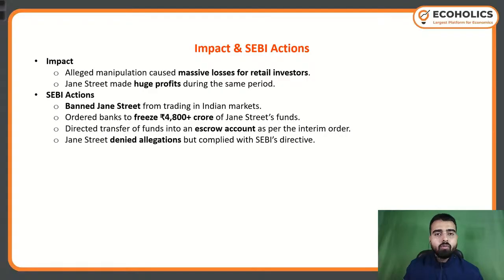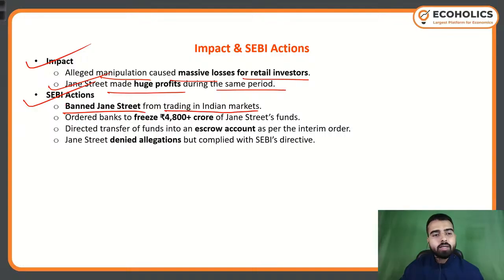Now see what SEBI did. SEBI started their probing, and their alleged manipulation caused massive losses for retail investors. Jane Street made huge profit during the same period. SEBI took action. They banned Jane Street from trading in Indian markets. They ordered banks to freeze 48,000 crore rupees lying in the Jane Street accounts in India. Then they directed transfer of funds into an escrow account as per the interim order. Jane Street denied the allegations.